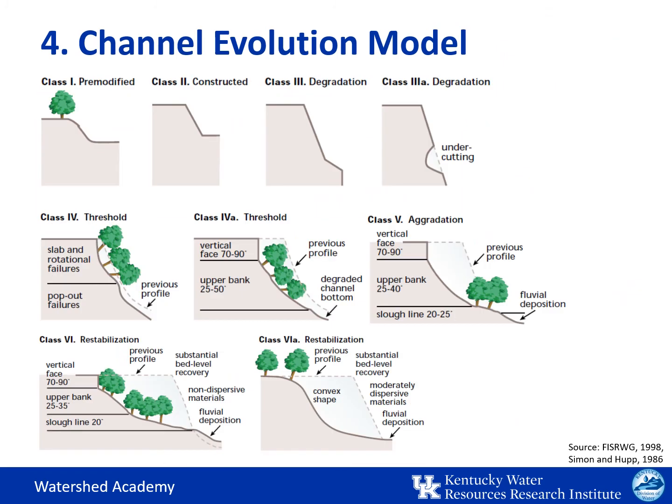Associated with that model is the idea that the bank shape can help determine the channel's evolutionary stage. So for example, the gradual slope of a class 1 example shows that it's a modified or pre-modified channel. The steeper, longer slope in class 3 suggests that degradation has been occurring. And the added deposition at the base of the stream in class 5 tells us that degradation has occurred, but aggradation is now rebuilding some of the bank.